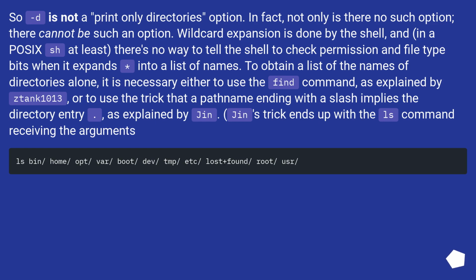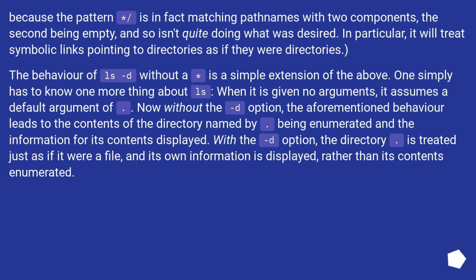Jin's trick ends up with the ls command receiving the arguments. Because the pattern is in fact matching path names with two components, the second being empty, it isn't quite doing what was desired. In particular, it will treat symbolic links pointing to directories as if they were directories.